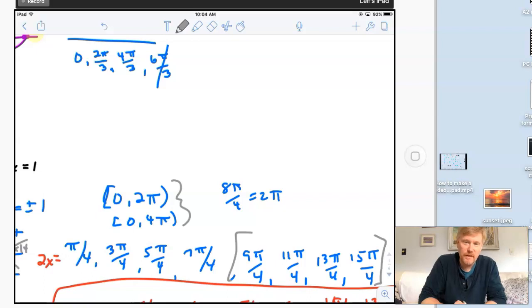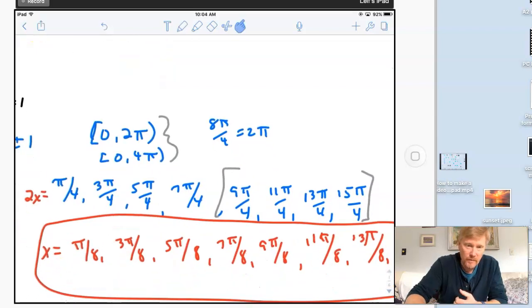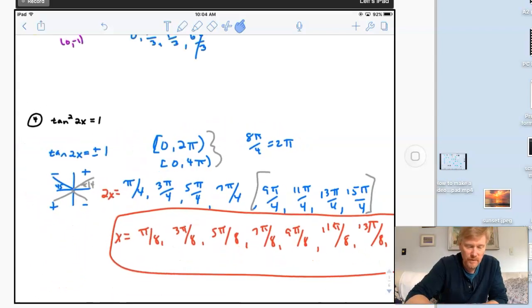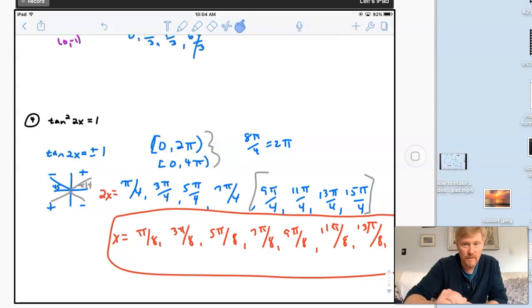So the last thing I do now is I divide all of those by 2, double the denominator, leave the numerator alone, and I get pi over 8, 3 pi over 8, 5 pi over 8, 7 pi over 8, 9 pi over 8, 11 pi over 8, and 13 pi over 8. And those are all of my answers for this particular problem. So you can see when you have that squared there, you get a lot of answers.